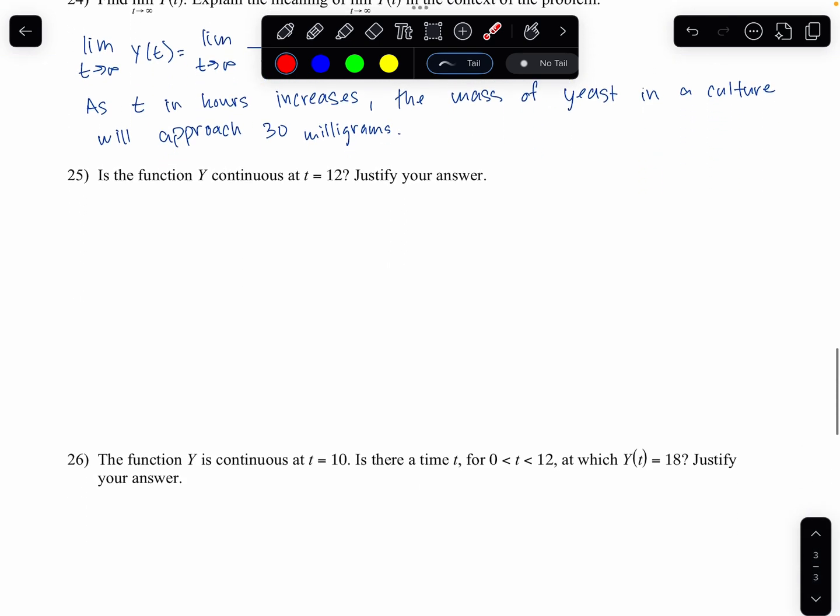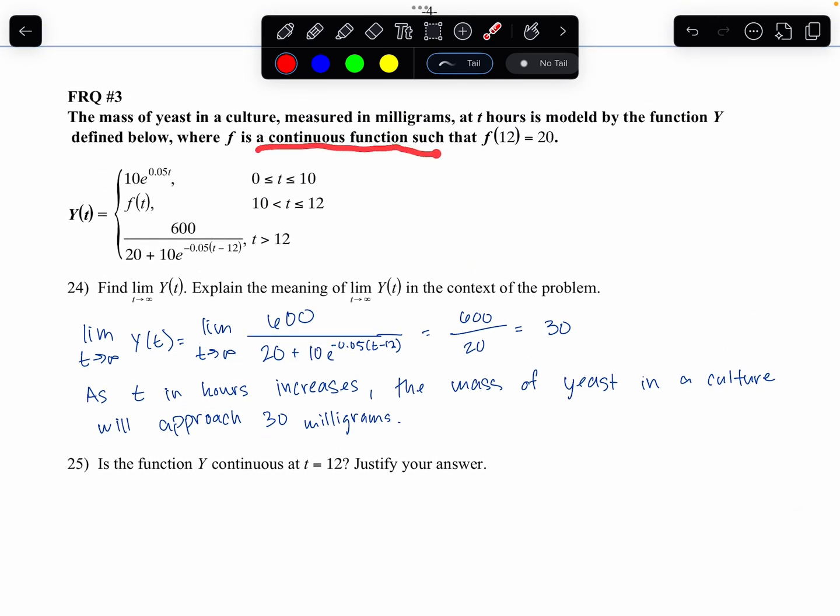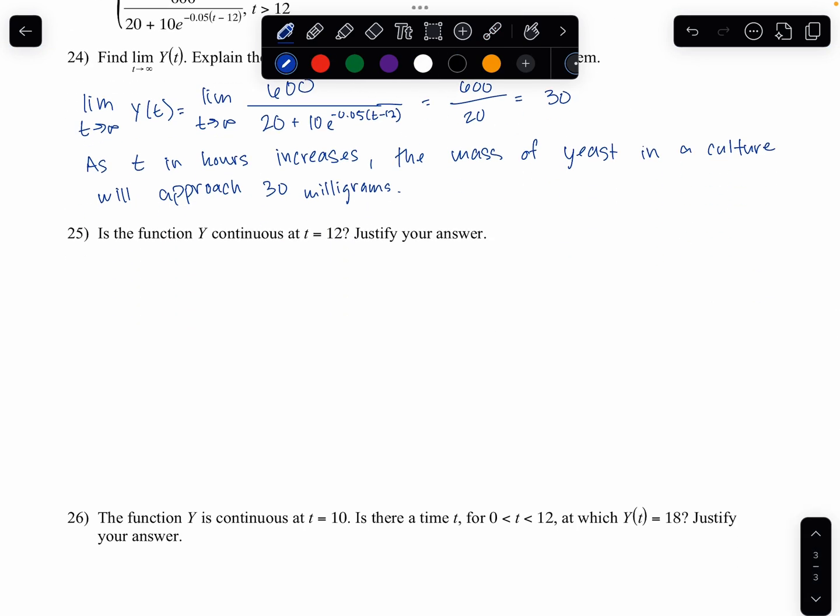All right, so for part B, is the function y continuous at t equals 12? Let's see. f is a continuous function such that this right here, but we need to show that y is continuous at 12. We've kind of already done this before, but to justify continuity, we have to show that the limit as t approaches 12 of y of t is equal to y of 12. That's what we need to prove. So what is the limit as t approaches 12 of y of t?